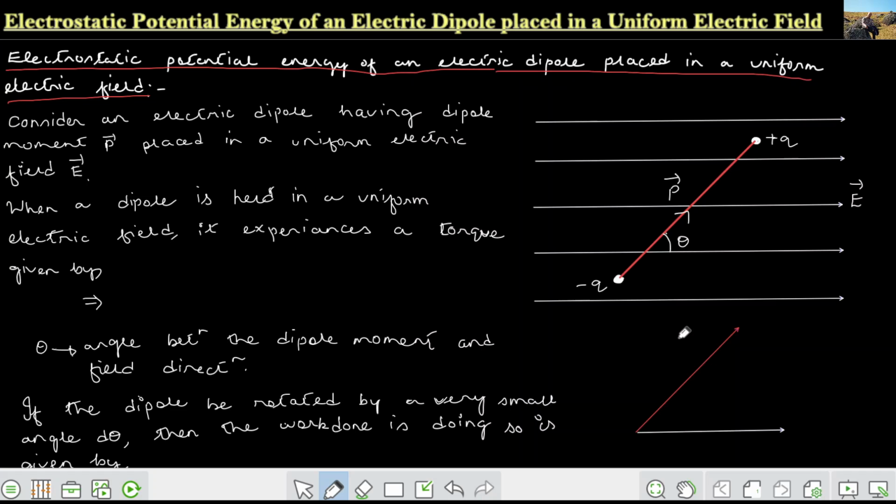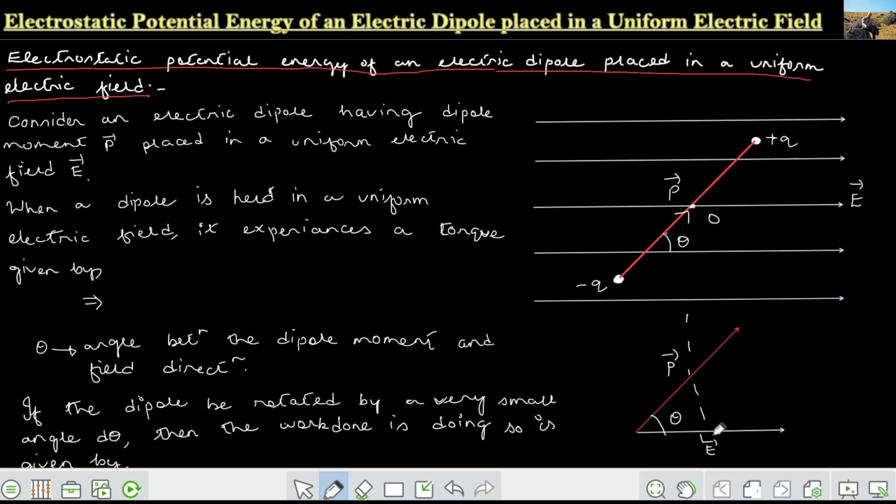So P and E are inclined at a certain angle, which means that if this is our dipole moment vector and this is our electric field vector, there is an angle subtended between the electric dipole moment vector and the electric field vector. So there will be a torque, and we expect that there will be a rotation. The rotation of the dipole will be about the center O of the dipole. So there will be rotation. When it rotates, that means it rotates.